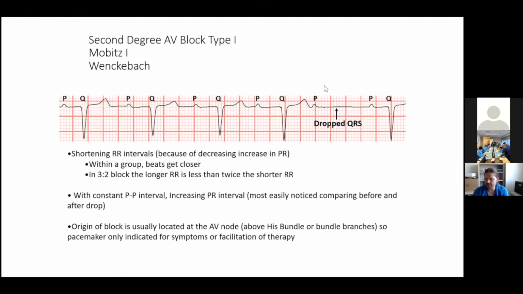We'll get into that a little bit more in a minute, but I just want to go through the hallmark here. We have progressive PR prolongation. It can be very subtle late in a cycle of Wenckebach when the PR gets longer and longer. So the best place is to compare after the dropped QRS, the first PR afterwards versus the PR before. It's markedly longer just before the dropped beat. Typically, this implies that the origin of AV block is at the AV node, above the His bundle or the bundle branches. This isn't 100%, though, but it's a general rule of thumb.